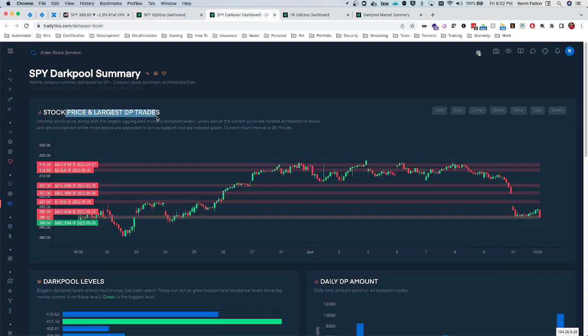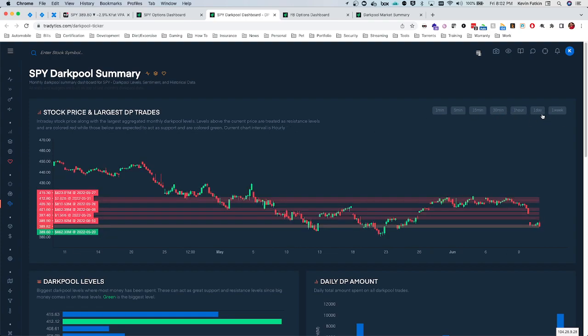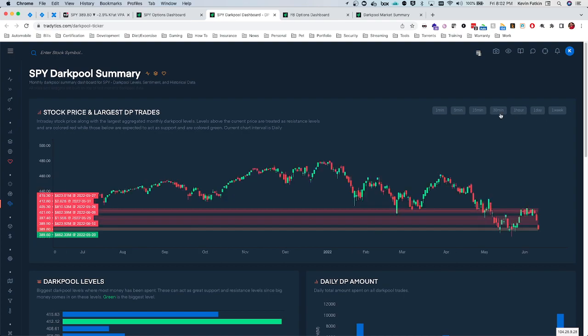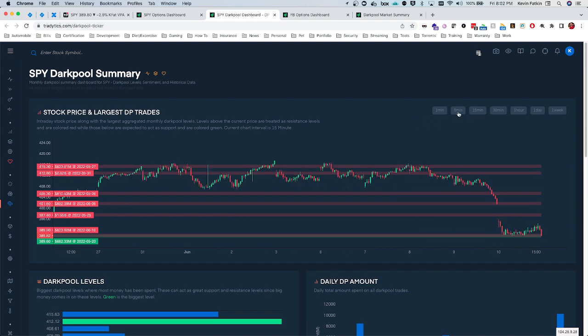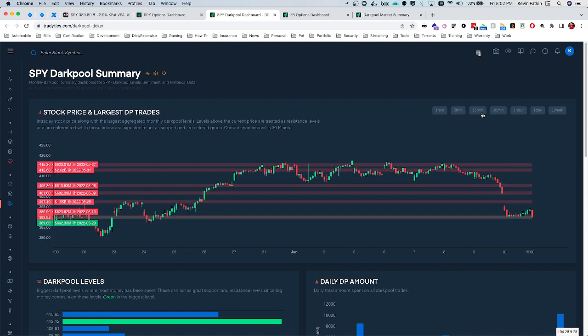And once again, you can see here stock price and largest dark pool trades, and this will show you all the dark pool trades that you can pop on your charts. And once again, up here you can set the time frame of your choice to get more granular or less granular. I tend to just go to the 15-minute or the 30-minute usually and pop the levels if I use this dashboard. And what's nice about this view too is you can see the date on here, which is useful. You know, if you want to see how recently this transaction was made.